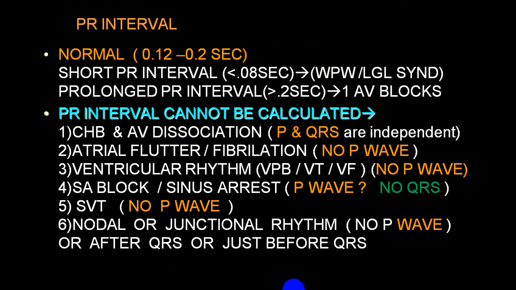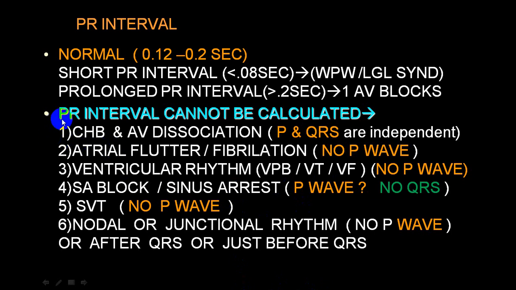So PR interval can be calculated if P wave is present. And I've already told you that short PR interval is characteristic, less than 0.12 second, and it is in WPW syndrome and LGL syndrome, while prolonged PR interval is mainly in case of different types of AV blocks: first degree AV block, second degree AV block, Mobitz type 1, Mobitz type 2. In these conditions, you will have a prolonged PR interval more than 0.2 second. So we'll be talking about that soon.